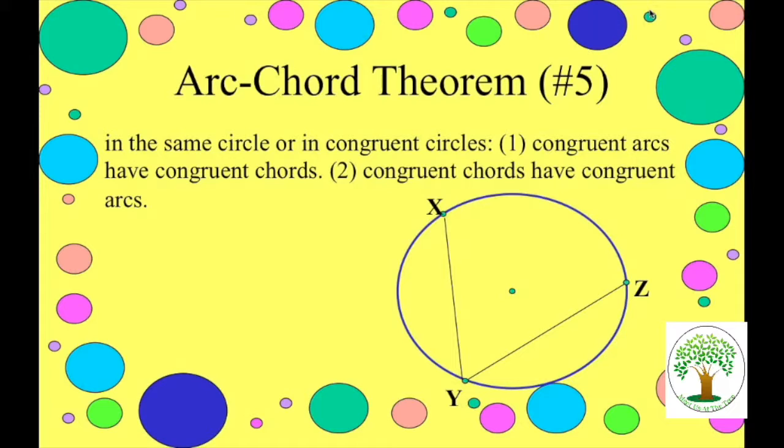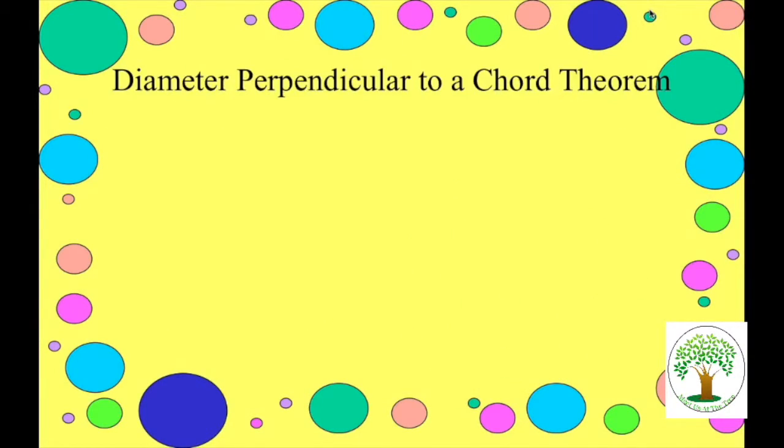In the same circle or congruent circles, congruent arcs have congruent chords, and 2 congruent chords have congruent arcs. So if these chords are congruent, then their arcs are congruent. And if we flip it around, if the arcs are congruent, then the chords are congruent. All right, so if we have congruent chords, then we have congruent arcs. And that's what we're saying right here.